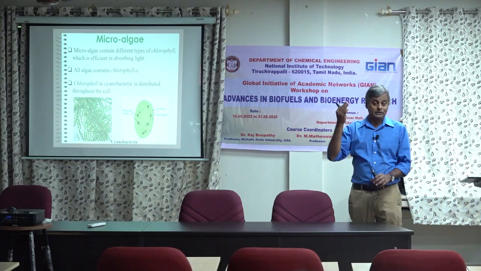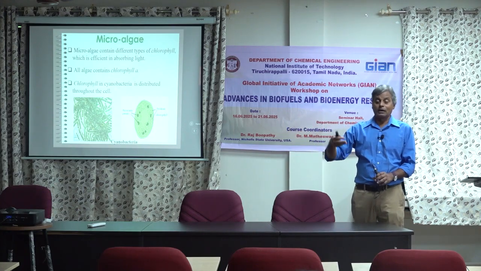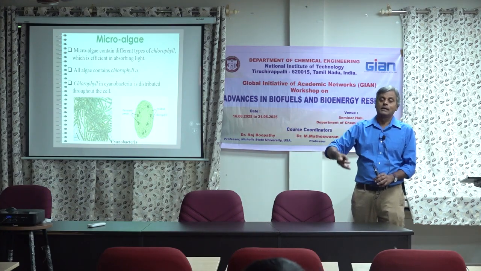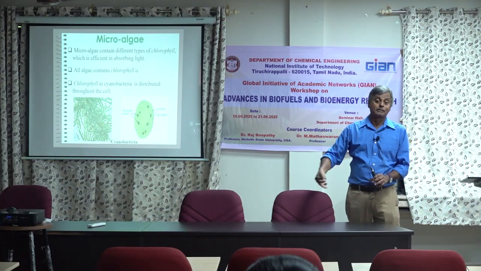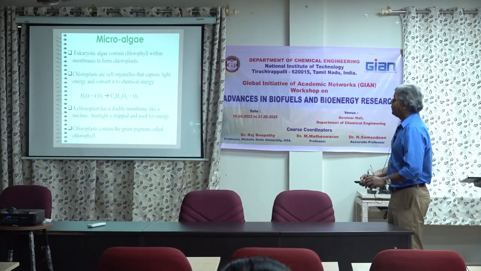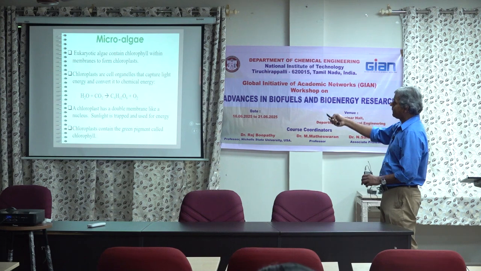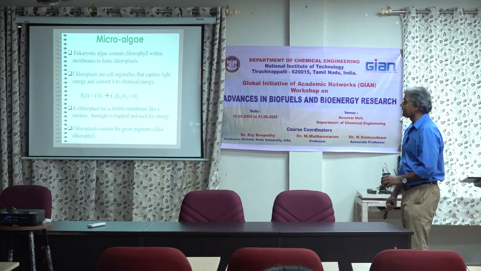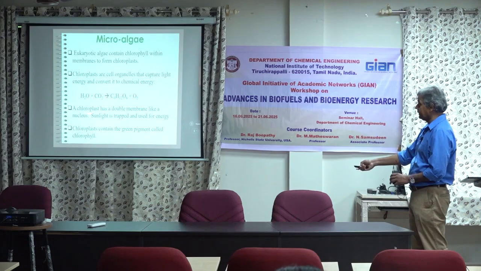That's the reason algae need light. Once you make those two molecules, then it's a dark reaction, where those two molecules are used to make your carbohydrate through the Calvin cycle, another pathway to make that. So microalgae contain chlorophyll within the membrane to form chloroplasts. Chloroplasts are cell organelles that capture light energy and convert it into chemical energy. That's a reaction right there.